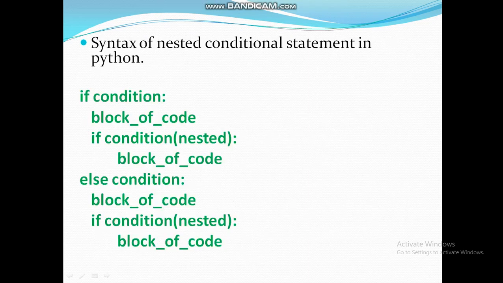Here is the syntax of a nested conditional statement in Python. As you can see here, I have written an if condition, and then inside that if condition there's another if condition, and as you can see, inside the else condition there's also another if condition. So this thing, that inside an if condition or else condition or elif condition comes another if condition or else condition or elif condition, is called the nesting of control statements.